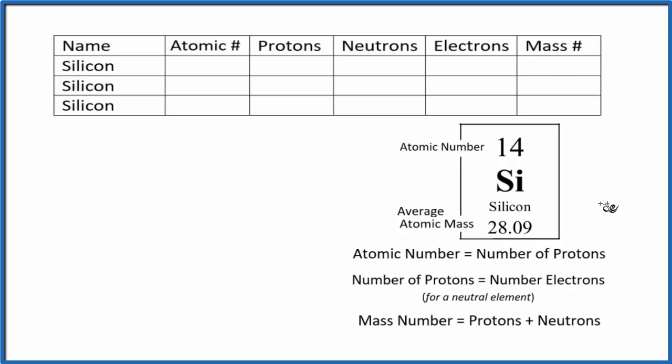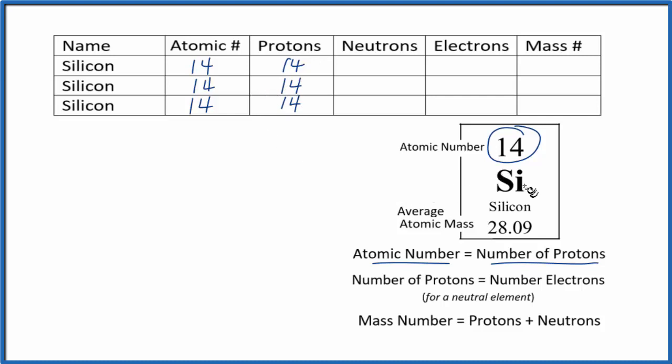for silicon. So it has atomic number 14. Each one of these isotopes will have an atomic number of 14. That's the definition for silicon. It has an atomic number of 14, and that just means, the atomic number, that's the number of protons. So each of these isotopes will have 14 protons.